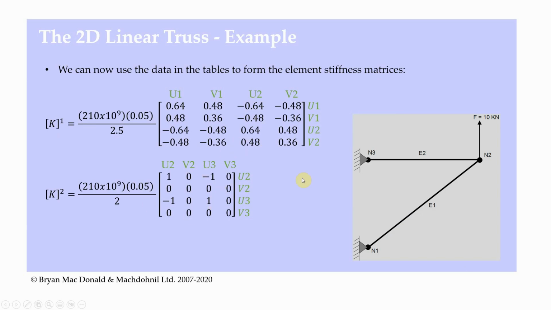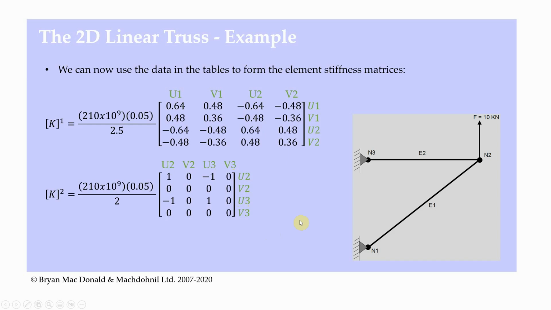Now what I want to do is make sure that these go into the right place in my global stiffness matrix. Element 1 links node 1 and node 2. So we have U1, V1, U2, V2, because we're talking about the U, or the x direction displacement, and the V, which is the y direction displacement. That's element number 1. Element number 2 has U2 and V2 of node 2, and U3 and V3 of node 3. It's very important that I put those labels on the stiffness matrix because that allows me to put the things into the right place.